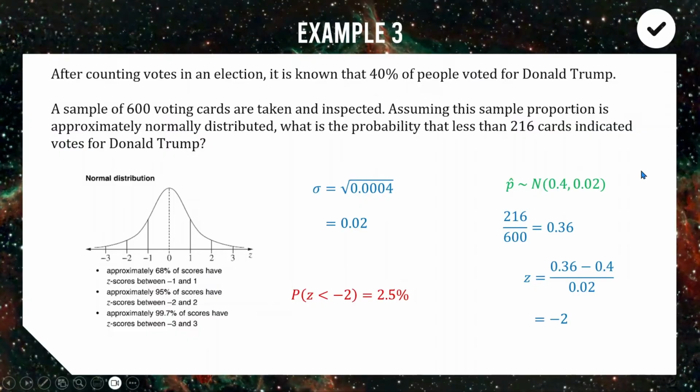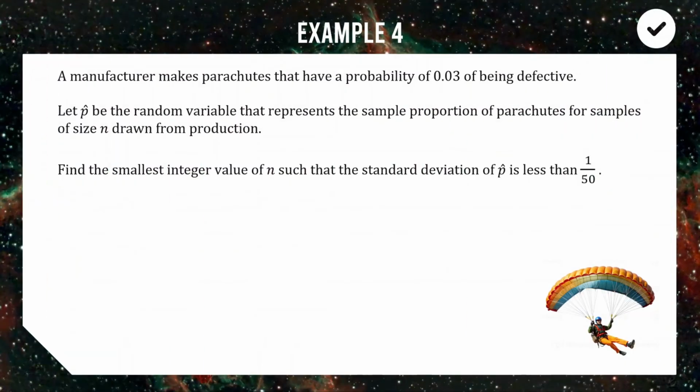Okay, on to example 4, which is a little bit different to the ones so far, but it's pretty similar to a recent HSC question. We have manufacturers, this is a long video, we have a probability of our parachutes being defective of 3%, which I think conservatively is too high. I don't want to go skydiving if there's a 3% chance I'm going to die, but I don't want to go skydiving anyway, so why do I care?